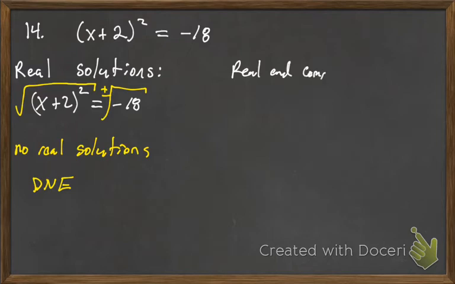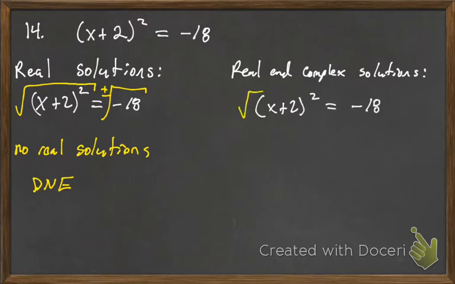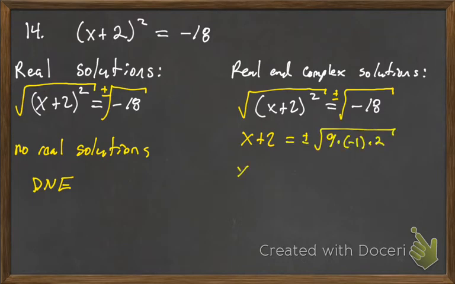If they ask for real or complex solutions, then we can go ahead and simplify that square root of negative 18. So you have your quantity x plus 2 squared equals negative 18. We'll take the square root of both sides. Don't forget your plus and minus. The square and the square root will undo each other. And then we'll go ahead and write negative 18 as 9 times negative 1 times 2, so that'll help simplify the square root. So plus or minus the square root of 9 times negative 1 times 2.